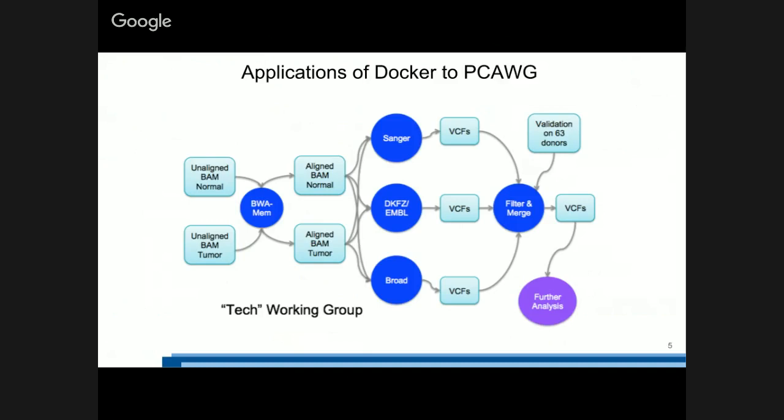The type of workflows that we were packaging up was a standardized alignment workflow and 3 best practice pipelines, one from Sanger, a joint pipeline between DKFZ and EMBL, and one from the Broad for calling somatic mutations. And then there was a downstream filtering and merge process. Many of you on the call that are associated with Peacock working groups are currently working through this core analysis variant data set.